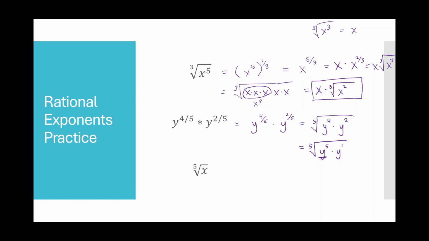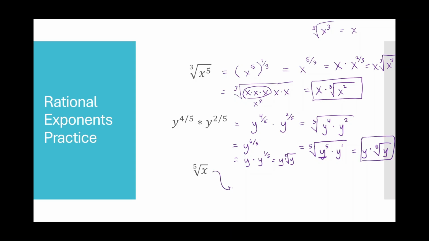This guy right here, the fifth root of y to the 5th, is just y. And then I still have a fifth root of 1y left. The other way you could do this is add these fractions together, y to the 6/5, and then you could use this same strategy to say that that is 1y and 1/5 of y, which is y times the fifth root of y. Two ways to get to that same answer.